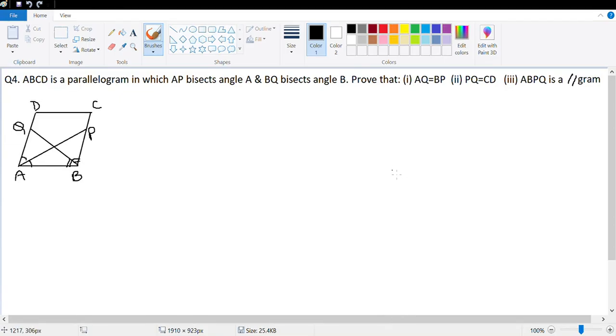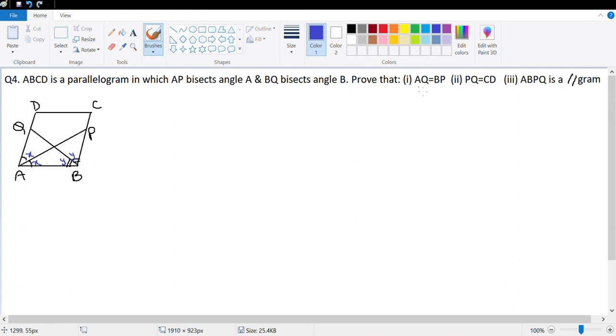Hi guys, let's look at the next question. The next question is question number 4. In parallelogram ABCD, AP bisects angle A, which means if this is X, this is also X. Similarly, BQ bisects angle B, which means if this is Y, this is also Y.